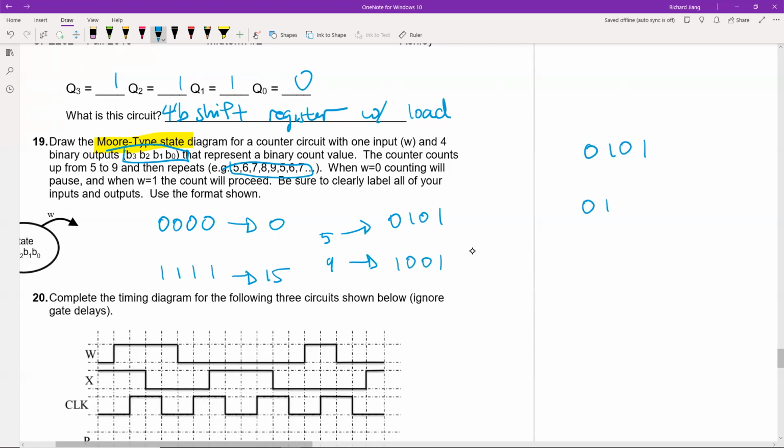The next one is 0, 1, 1, 0. Next one is 0, 1, 1, 1. Next one is 1, 0, 0, 0. Last one will be 1, 0, 0, 1. So make those the states like that.